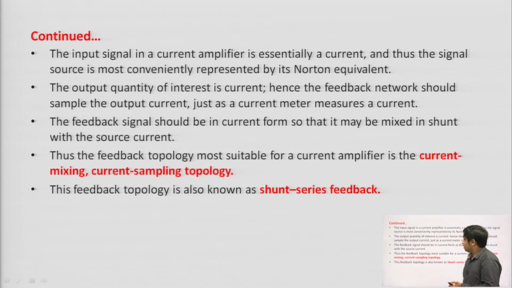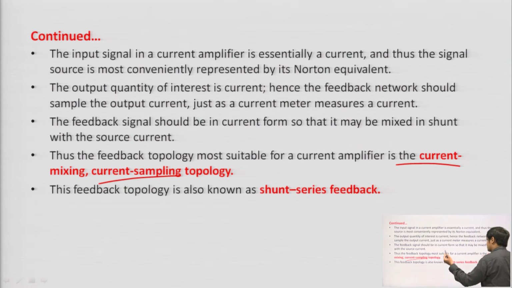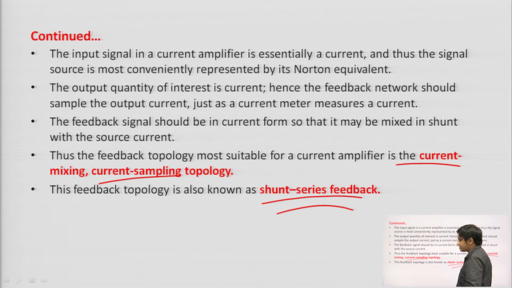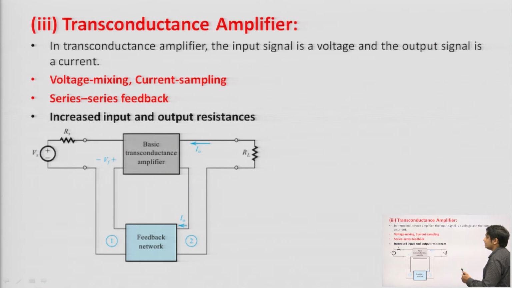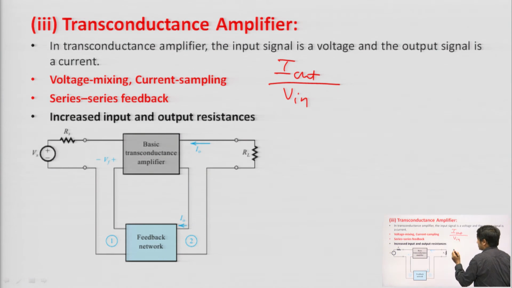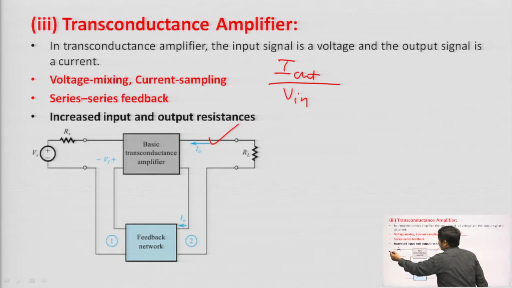Now, these things I have already discussed. This current amplifier is also called current mixing, current sampling. This feedback topology is called shunt-series feedback. Next one is the transconductance amplifier. In a transconductance amplifier, conductance means current upon voltage, and the gain will be output current upon input voltage. It means that at the output there is a current, at the input there is a voltage.